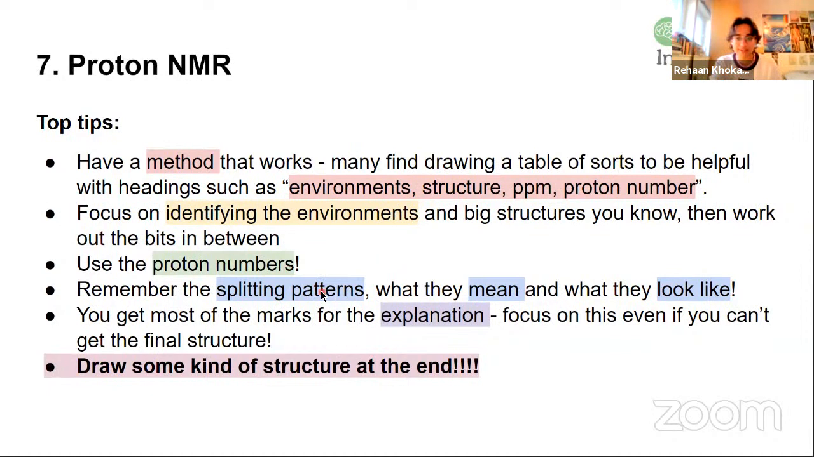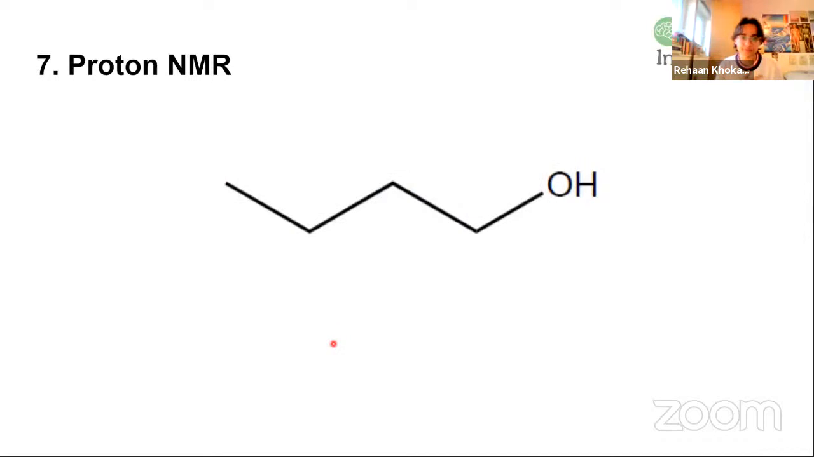Remember, the splitting pattern is in reference to the neighboring adjacent protons of that carbon and not the carbon itself because of the n+1 rule. So it's the adjacent carbon, so it will tell you about the neighbor, not itself. You get most marks actually for the explanation, and even if you don't get the structure, that's fine, as long as you write up and interpret the spectra, and everyone can do that. And then just have a go at drawing something at the end, try not to just leave it completely blank.